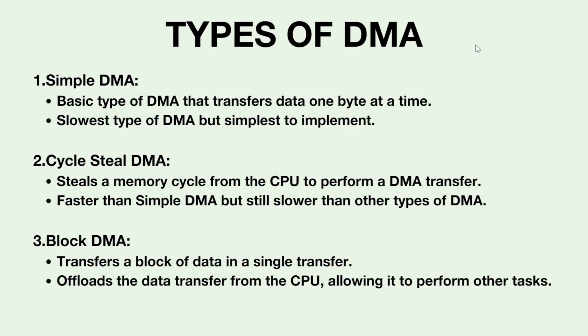Next up, we have cycle steal DMA. It steals a memory cycle from the CPU to perform a DMA transfer. Well, this is faster and simpler than simple DMA but still slower than the other types. The final one is block DMA. This blocks data into a single transfer and offloads the transfer from the CPU, and this allows it to perform other tasks.